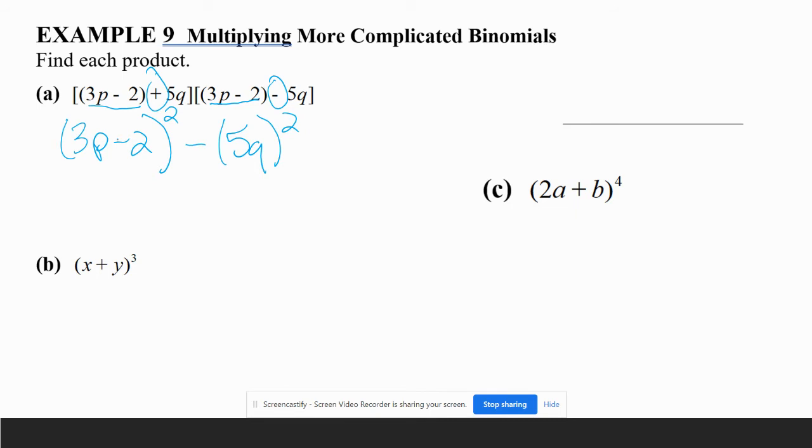3p minus 2, well, we can either write that as 3p minus 2 times 3p minus 2 and multiply that out, or we can use that square of a binomial shortcut. I'm just going to multiply this out. 3p times 3p is 9p squared.